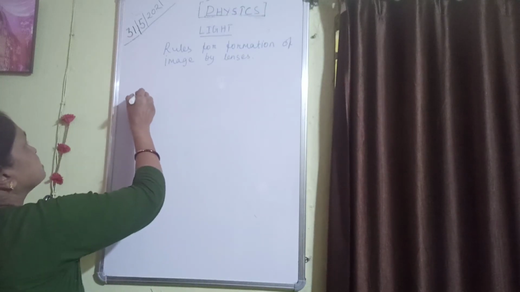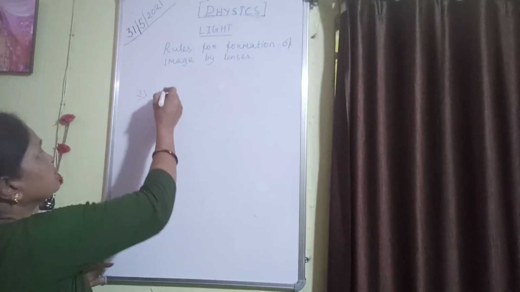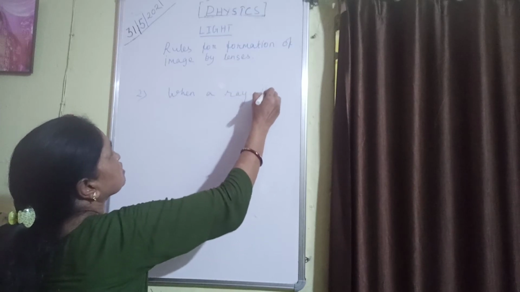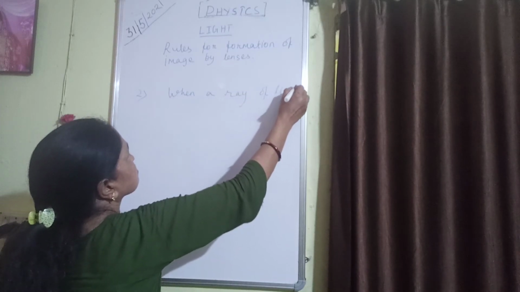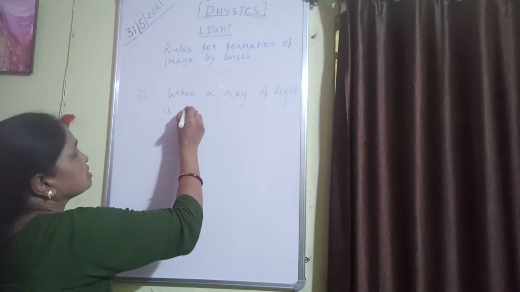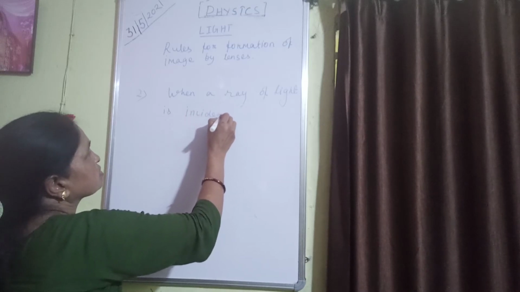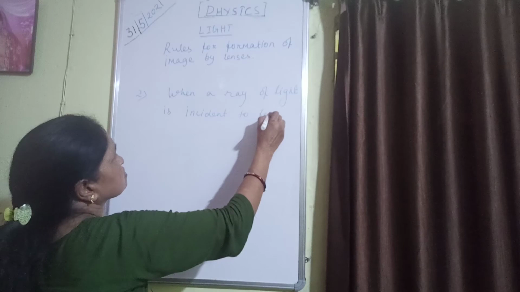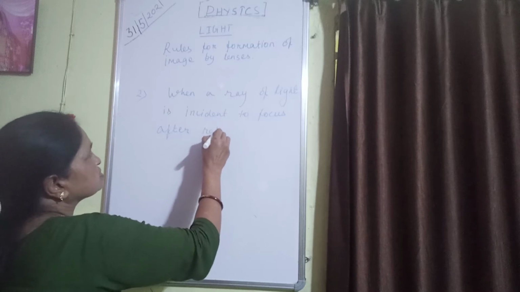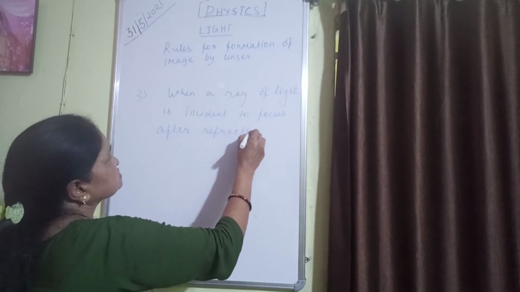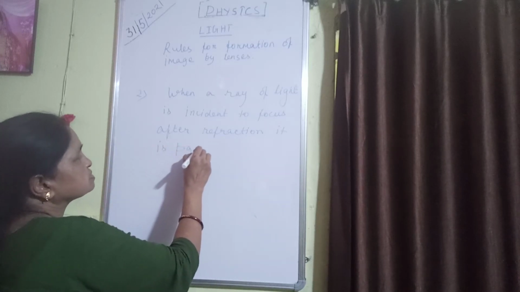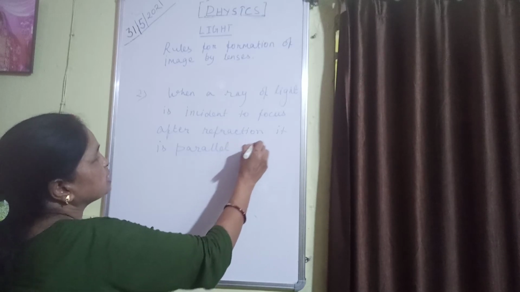The second rule states that when a ray of light passes through, or is incident to, the focus, after refraction it is parallel to the principal axis.